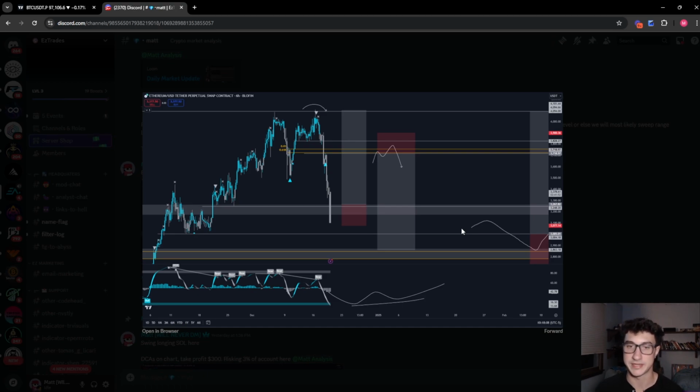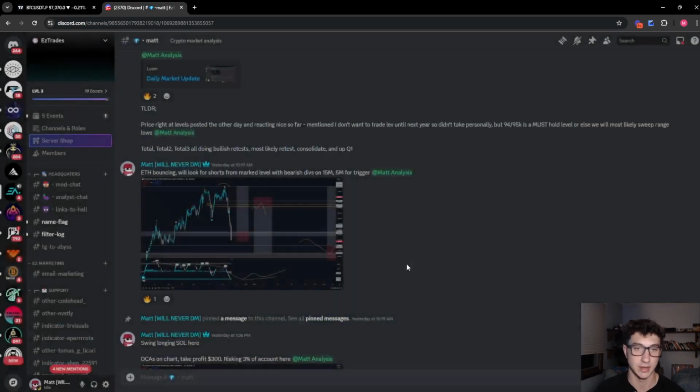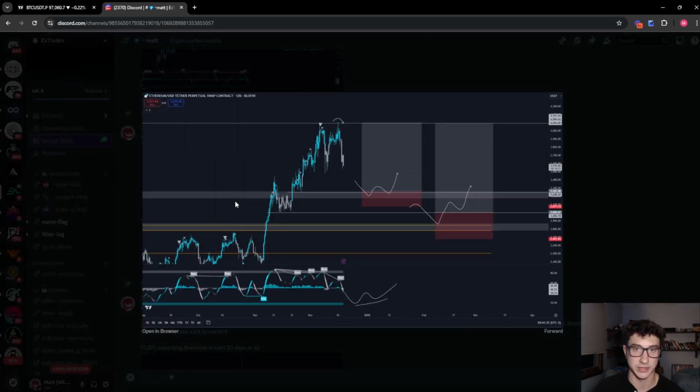So not only on my setups do I have the levels that I'm looking at in advance, I also draw what I want to see on the oscillator. Let me give you a better example. Okay, so here was my ETH long setup. I have my level marked in advance, and on the oscillator, I want to see a bullish divergence.